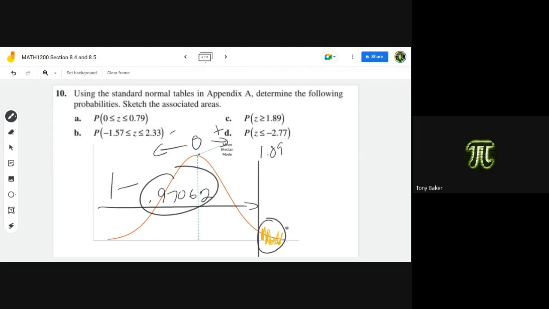And that's going to give me that little space over there. So 1 minus 0.97062 is 0.02938. So that's the probability on that side. If they're only giving you 1, and it's on the right side that you want, that little side there, it's going to be 1 minus it. If it's on the left side, whatever number you got is the number, because that's what you're looking at. The chart's giving you from the left side.